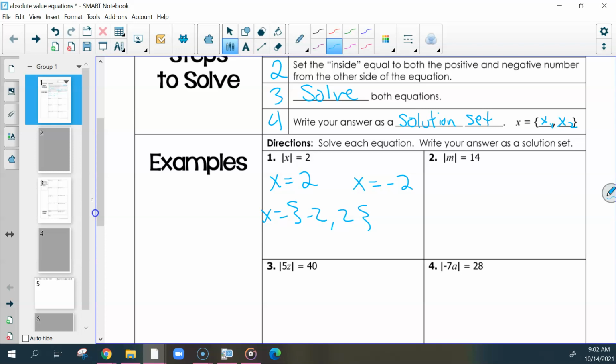Number 2 would be literally the same thing. Set this equal to both the positive and the negative. And then write it as a solution set. Got it?